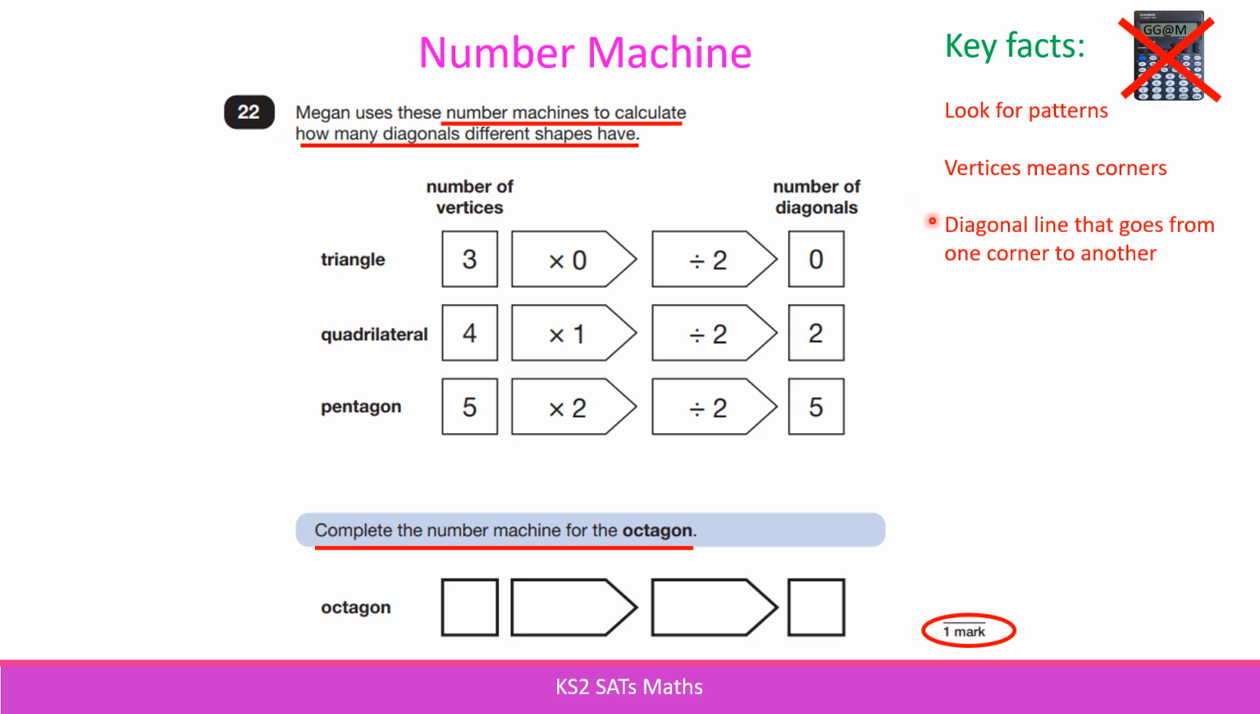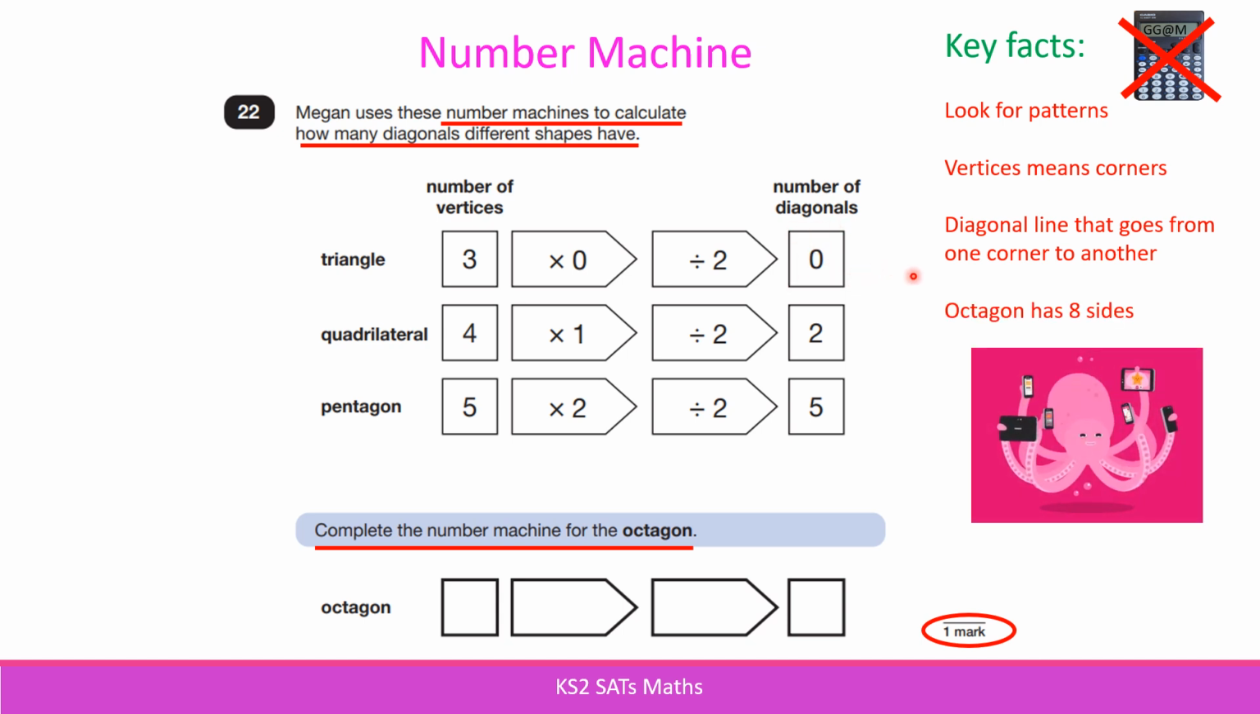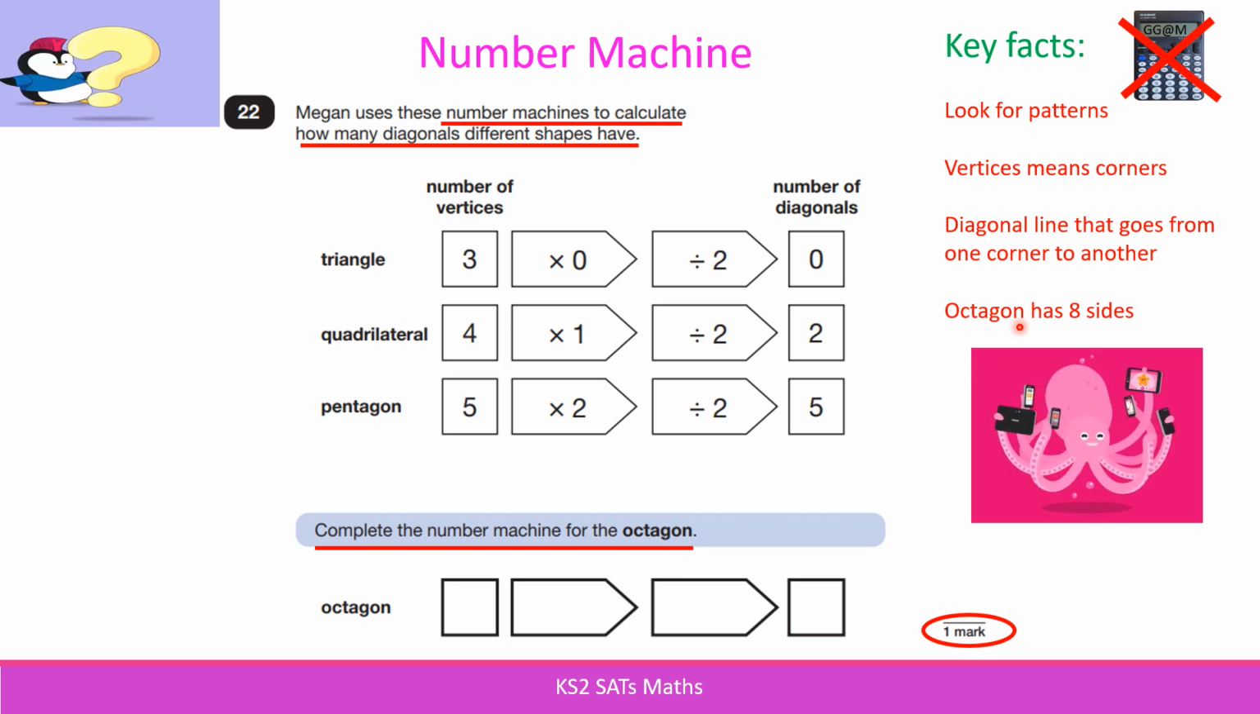Now the diagonal is a line that goes from one corner to another corner. That's what you're trying to work out. If you've got a quadrilateral, you see this square here is a quadrilateral because it's 4-sided. Going from here, crossing here, and then crossing the other way, I have got 2 diagonals on the quadrilateral. You need to know that an octagon has got 8 sides, and to help you remember that, think about an octopus, that is how many legs the octopus has. That is the same as the number of sides on an octagon. Press pause, have a go at working out the answer, then press play when you're ready to hear the answer.